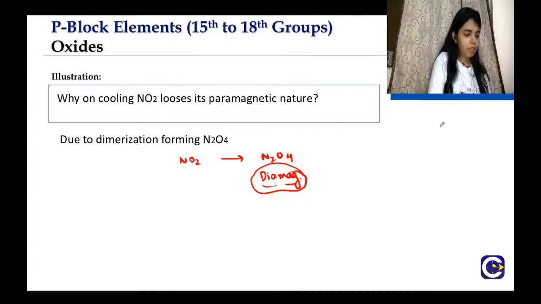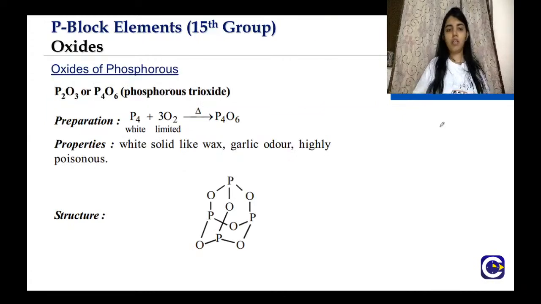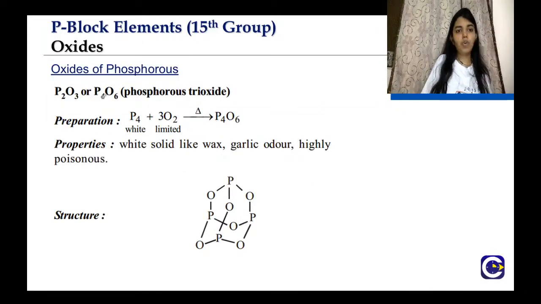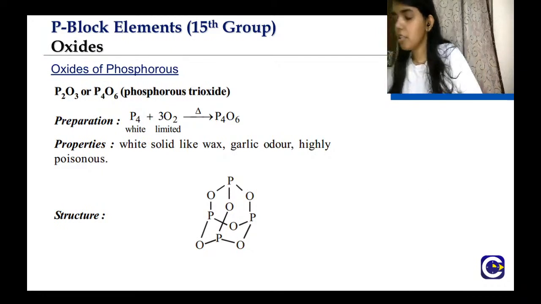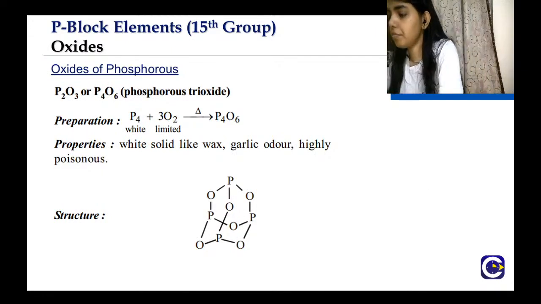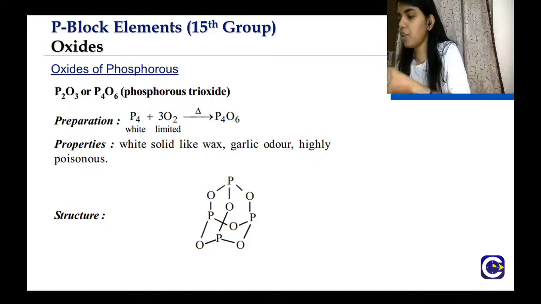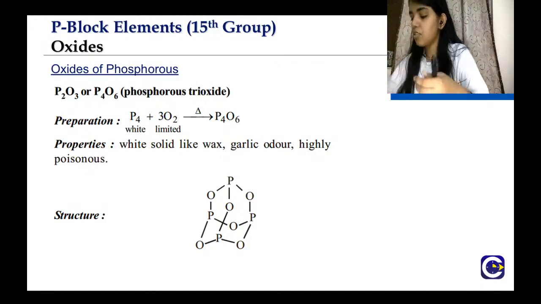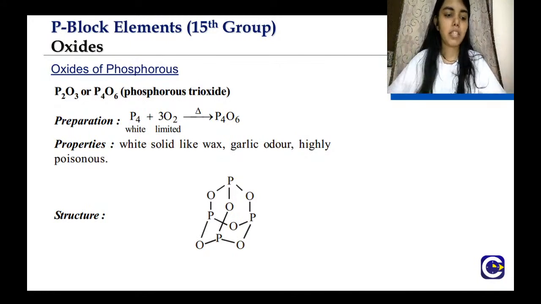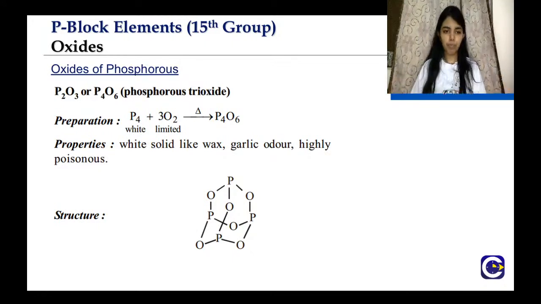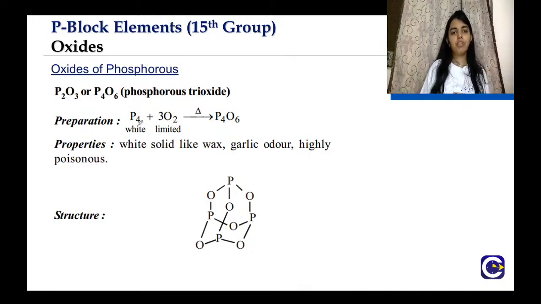Next we will do the phosphorus oxides, that is P2O3 or P4O6 basically. For nitrogen and phosphorus oxides, the structures are very important. Whether it be oxides or halides, structures are very important from the examination point of view. The preparation of P2O3 or P4O6, that is phosphorus trioxide, is when you heat white phosphorus with a limited amount of oxygen. It is a white waxy solid, with garlic odor and highly poisonous.